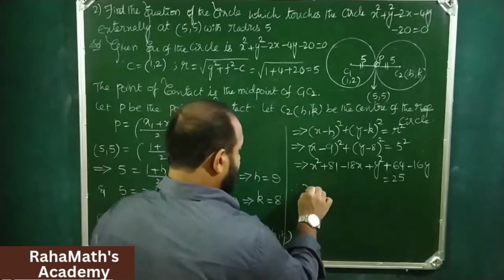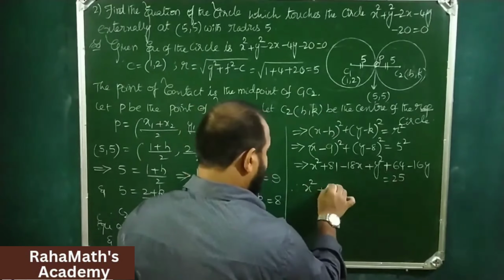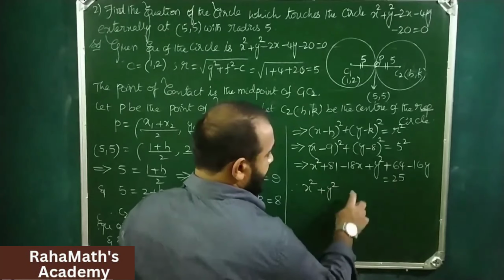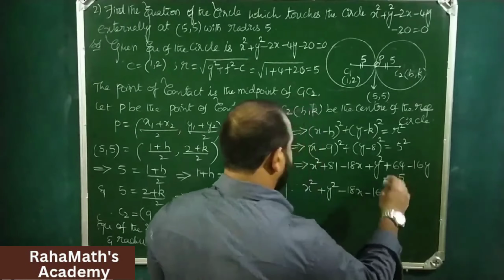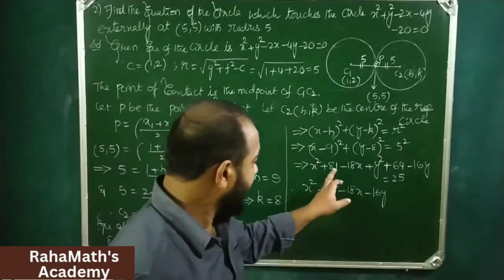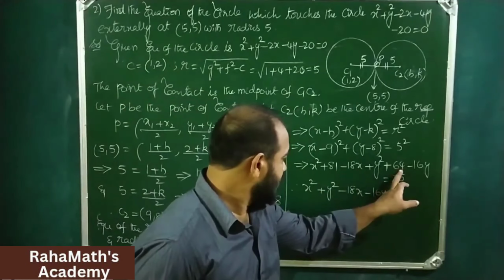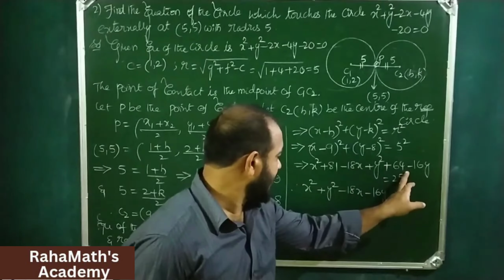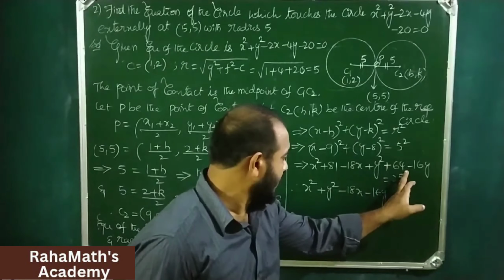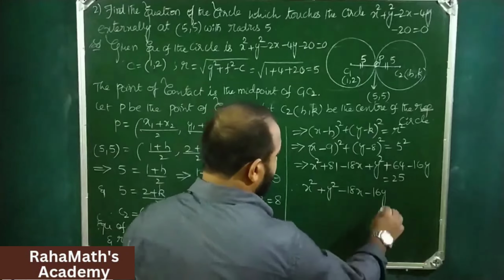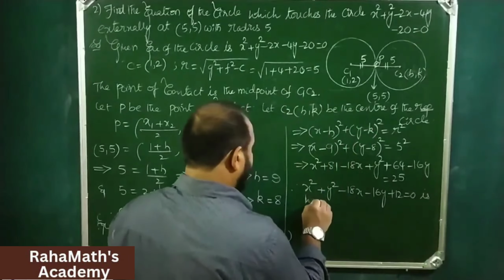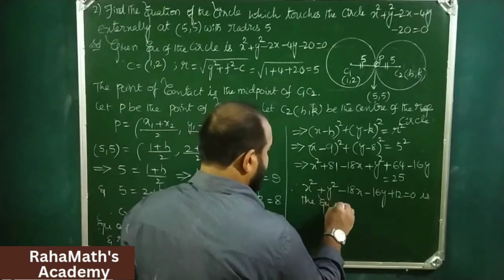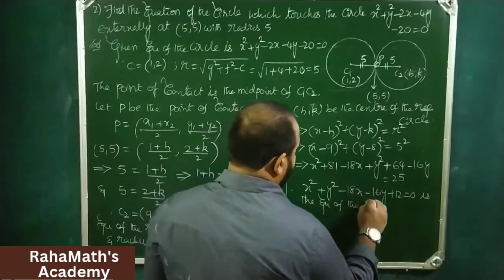Therefore, x square plus y square minus 18x minus 16y. So 81 plus 64 is 145, minus 25 is 120, equals 0 is the equation of the required circle.